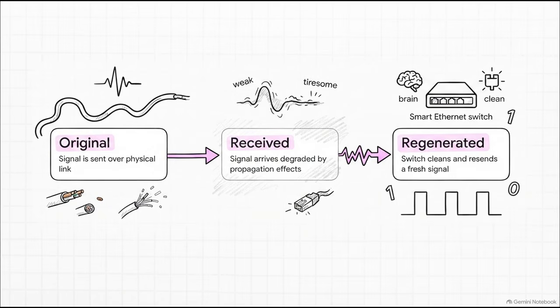Think of it like a relay race. The original signal sprints down the first link. By the time it reaches the switch, that received signal is exhausted and degraded. But the switch reads the ones and zeros, and instead of just handing off a tired signal, it creates a brand new, perfectly polished signal and sprints that down the next leg of the race.